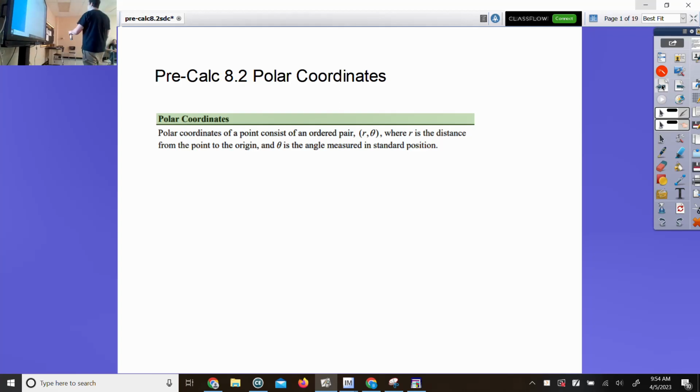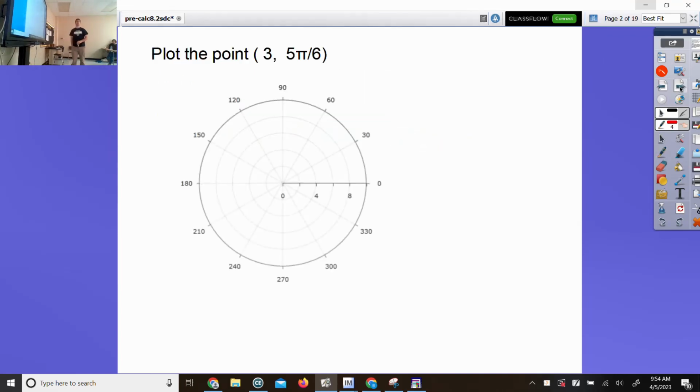So the big thing here is r is the distance of the point to the origin. That's what r is. First up is to plot the point (3, 5 pi over 6). We're not drawing angles here, okay? This is literally plotting a point. You need to figure out what 5 pi over 6 is in degrees, which is 150. And then you have a radius of 3.